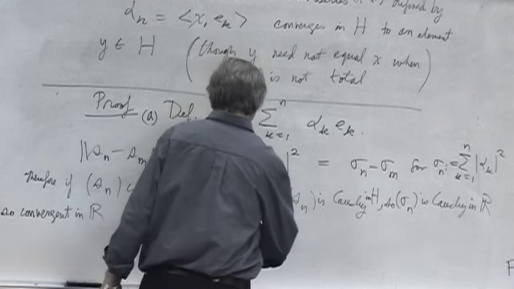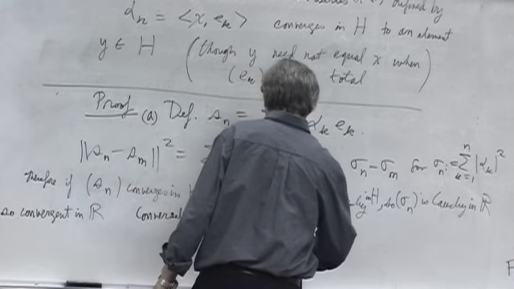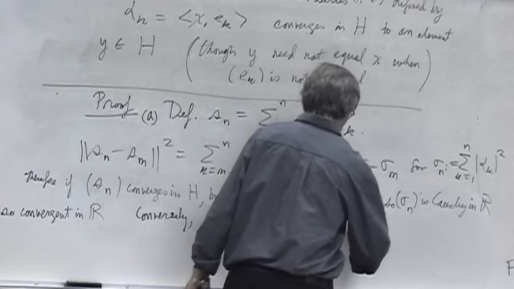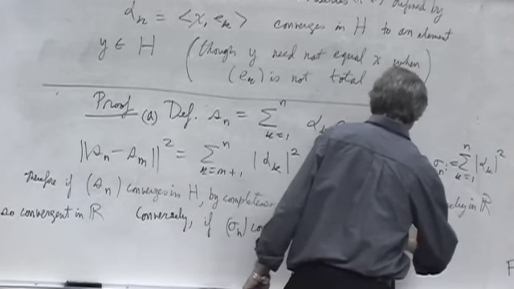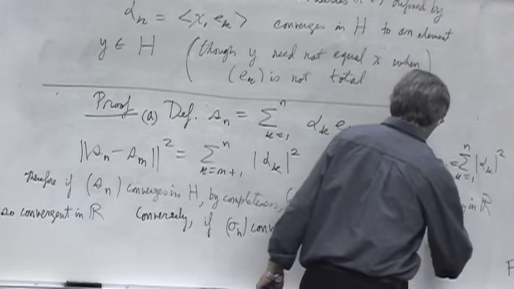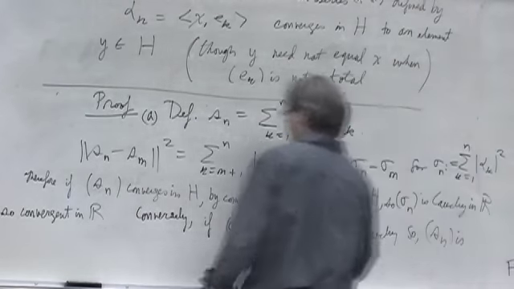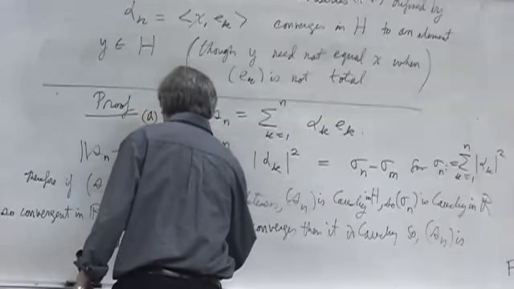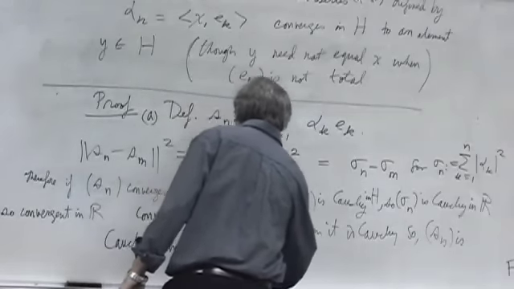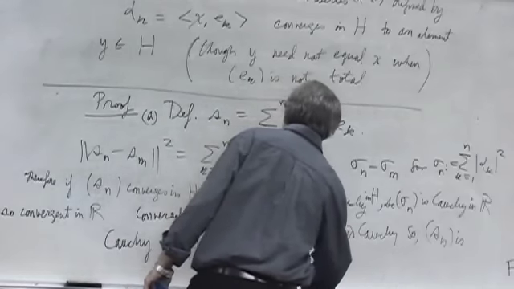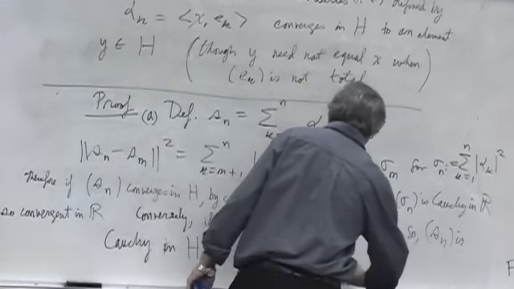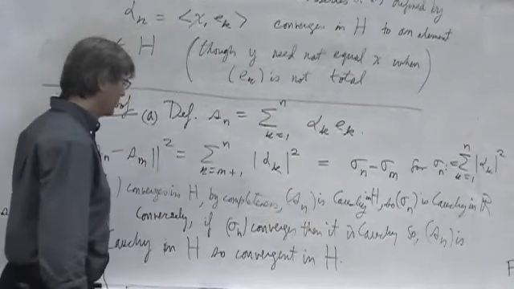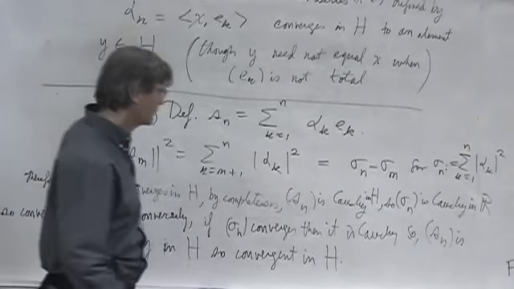If sigma n converges, then it is Cauchy. So Sn is Cauchy. So in H, so convergent in H. Because we've got the Hilbert space here. We've got the complete norm space. Okay, so that's A.